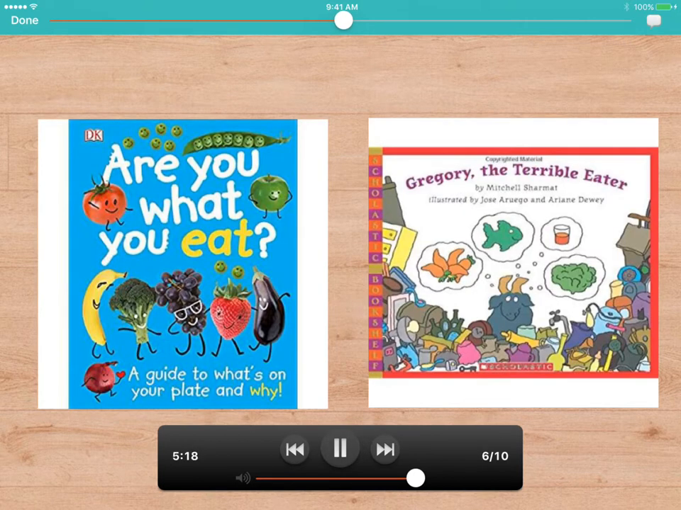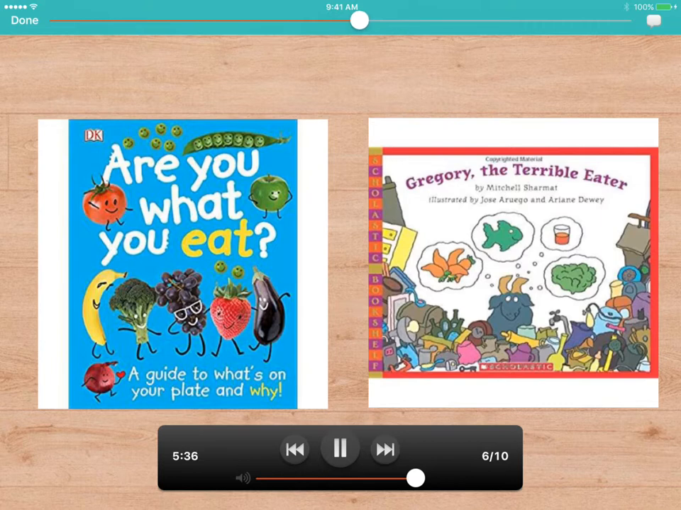Now, when I look on the next page, I've actually integrated some reading for any of these lessons. One is a nonfiction book, Are You What You Eat? And it's a really fun book that looks at nutritious foods and what happens if you put good food in your body and what happens if you put bad food in your body.